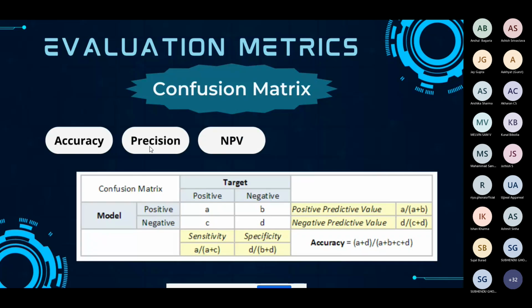Then precision. Precision stands for the proportion of positive cases that are correctly identified. Then the negative prediction value. So precision was the positive prediction value.